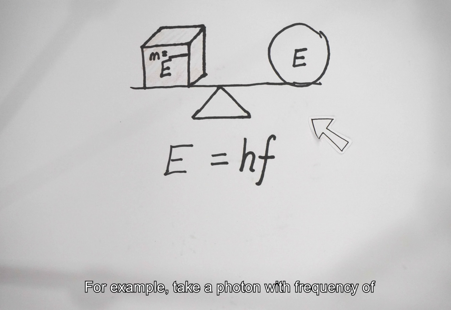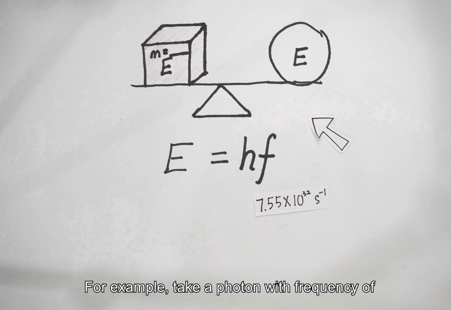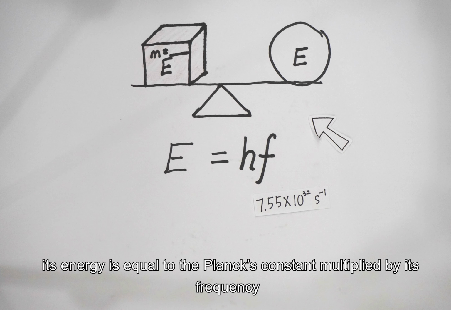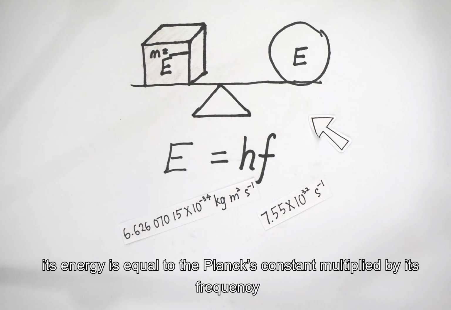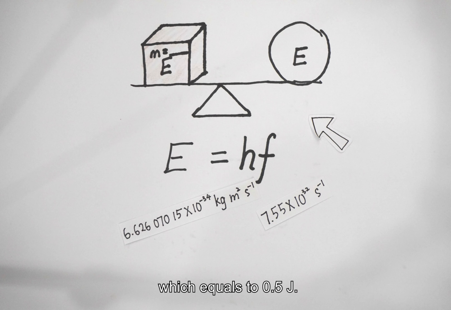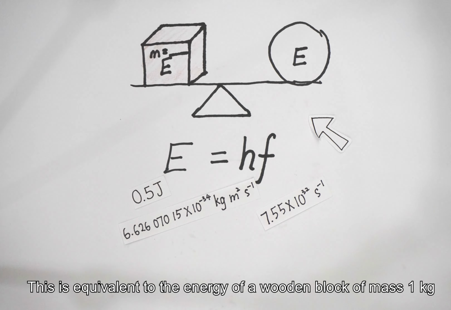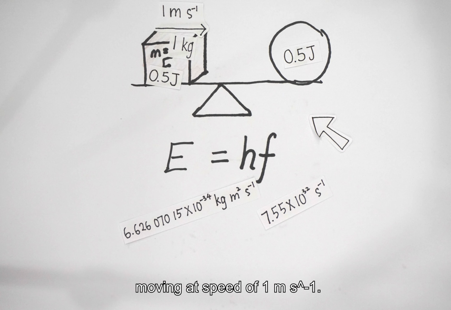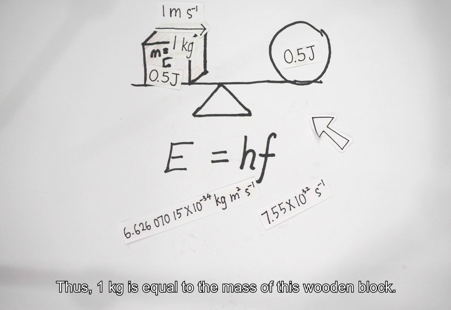For example, take a photon with frequency of 7.55 times 10 to the power of 32 per second. Its energy is equal to the Planck's constant multiplied by its frequency, which equals 0.5 joule. This is equivalent to the energy of a wooden block of mass 1 kg moving at a speed of 1 meter per second. Thus, 1 kg is equal to the mass of this wooden block.